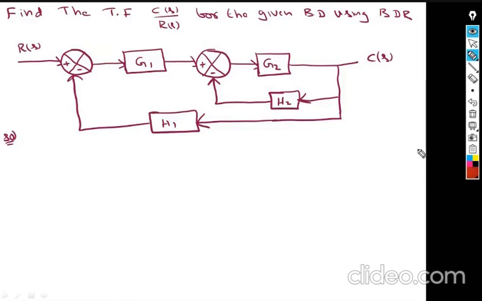Now you observe how many blocks are there. There are 4 blocks. So observe whether you find any series blocks. First, rule number 1: see whether there are any parallel blocks, or whether there are any feedback blocks. That is our observation here. Now if you observe here, how many blocks are there? Total 4, among which there are no series blocks and no parallel blocks. Then what will be your first step?